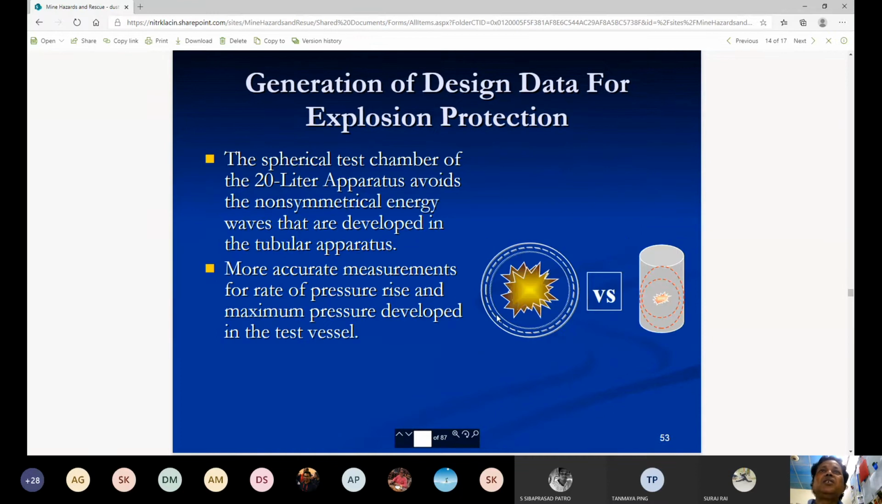This is a spherical test chamber. This is a cylindrical test chamber. So if you test your dust in the spherical test chamber of the 20-liter apparatus, it will give a more accurate result compared to this cylindrical chamber.